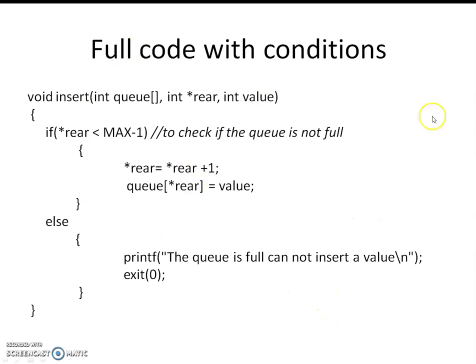Now I have got the code with conditions. So if rear is less than max -1, because we are starting with 0 index, that is why it becomes max -1, then it means that there is a place in the queue to insert. So we have the same code here, right? So this is the simplest way that you can understand.